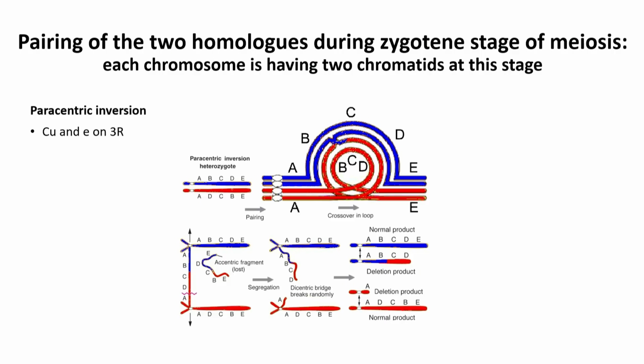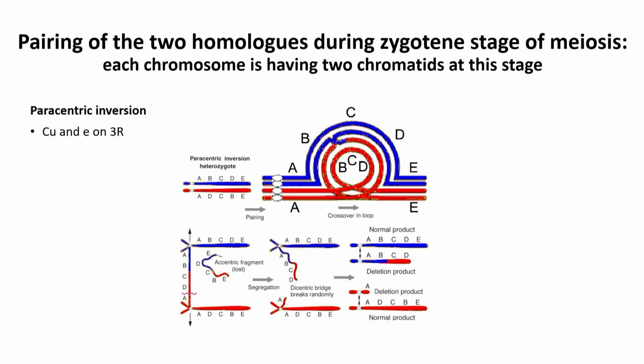With blue, this is the normal one. With red, this is having the inversion. You can read A, D, C, B, E. That means from D to B, there is an inversion. Now, when such a heterozygous condition is there, with mitosis there is no problem. The heterozygous will remain heterozygous. But during gamete formation, when there is meiosis, the two chromosomes will pair.